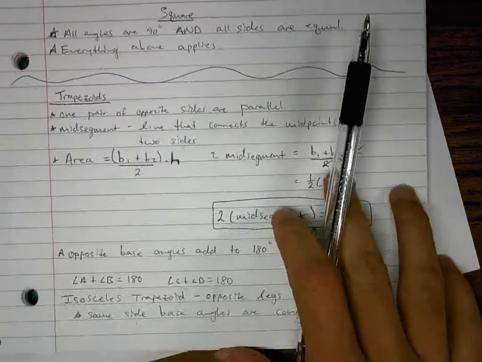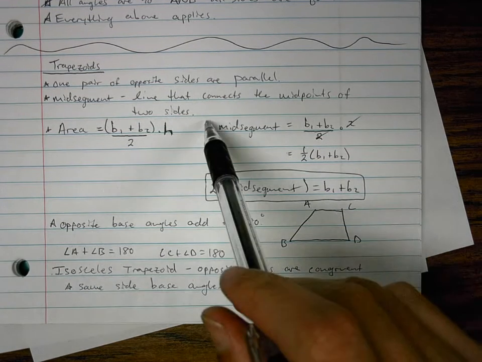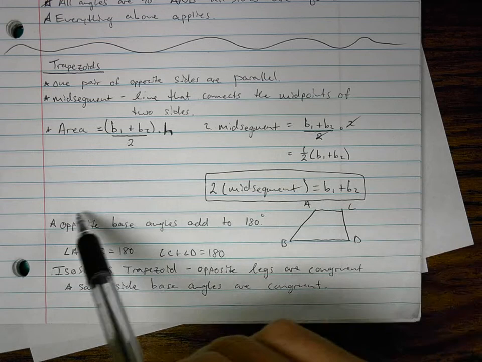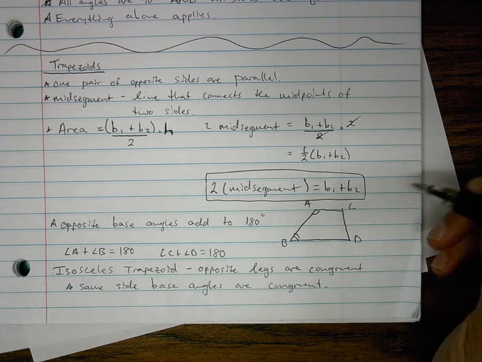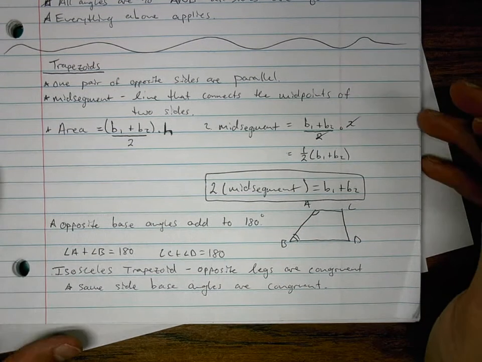Down here, you got your trapezoid stuff. The mid-segment one is probably going to be really important. And also the opposite base angles add to 180. Opposite base angles would be like this angle here and this angle here. Those are consecutive interior angles, which means they are supplementary.